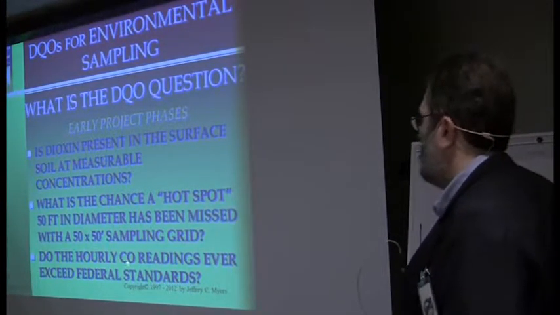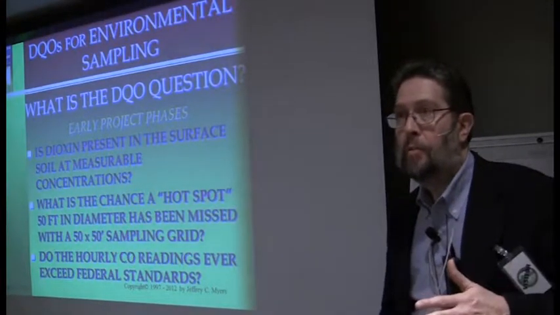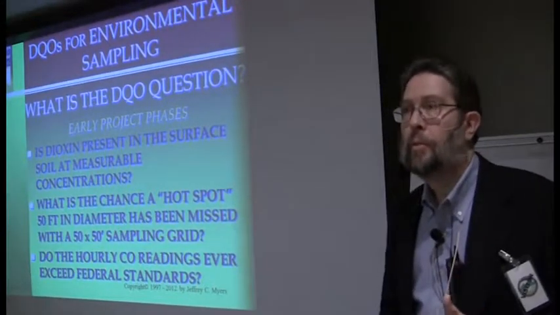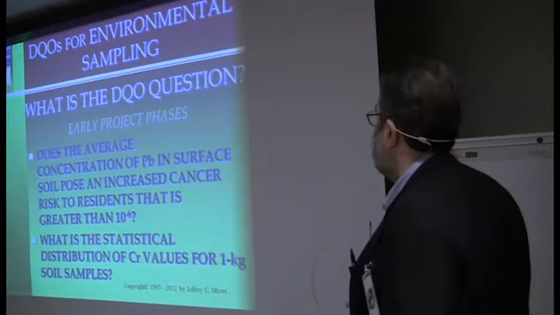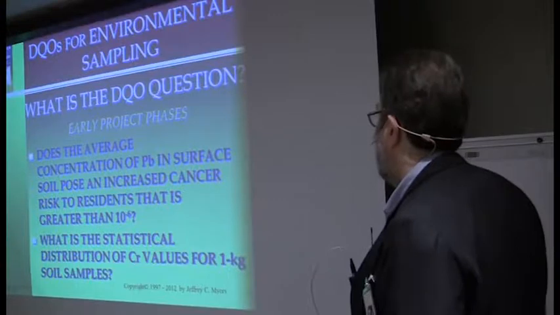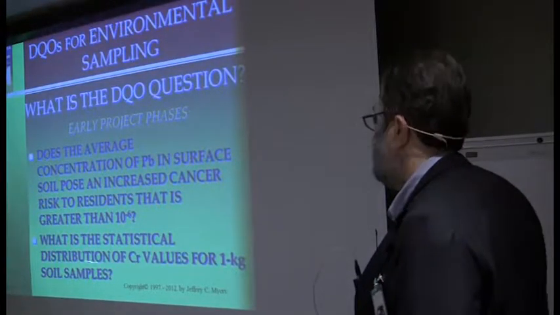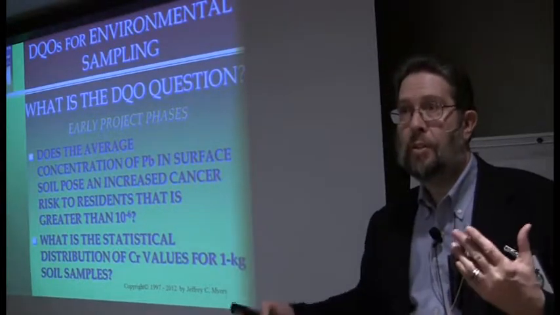Do the hourly readings of a given air contaminant violate limits versus the daily, monthly, annual limits? Okay, so we're bringing in different components. Those are the early phase. Again, it could be an average that we're worried about, or sometimes we want to know what is simply the statistical distribution of the soil samples, or are two distributions the same?